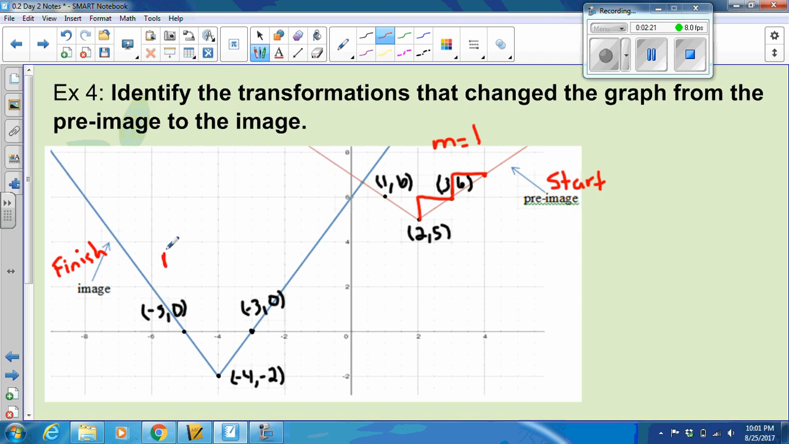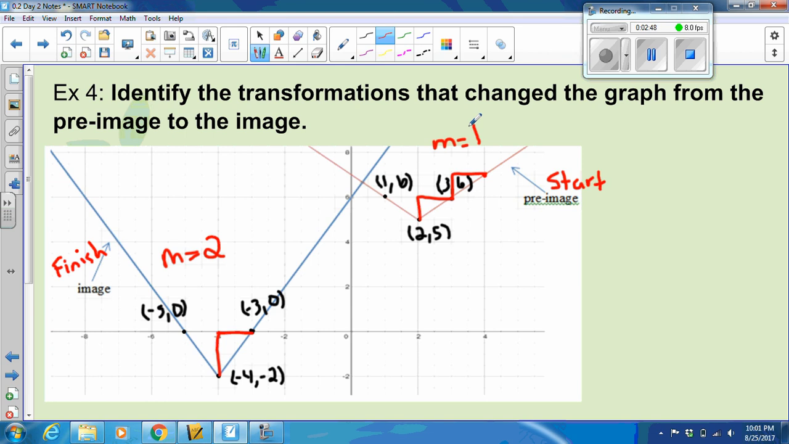Now figuring out the slope of our image, we do the exact same thing. Here, remember we're going to go up. We go from -2 to 0 on our y values, so that means we actually went up 2. And then we go over to our other point here, and we went over 1. So that means our slope is 2.